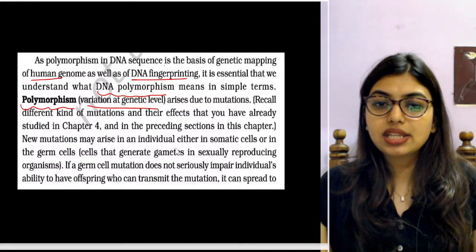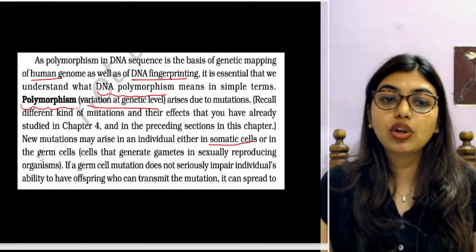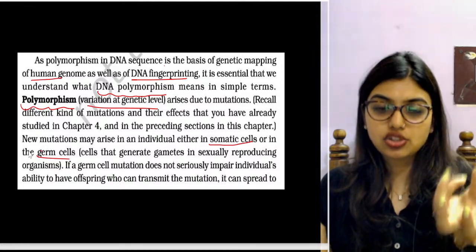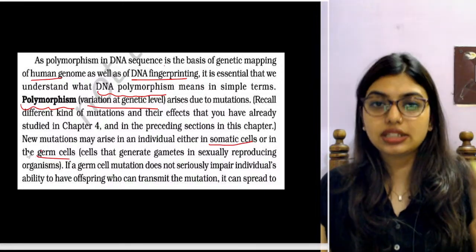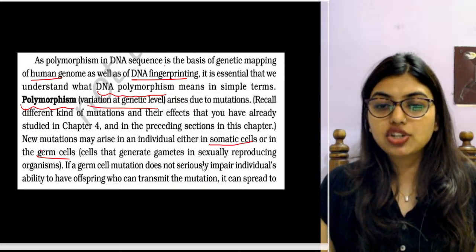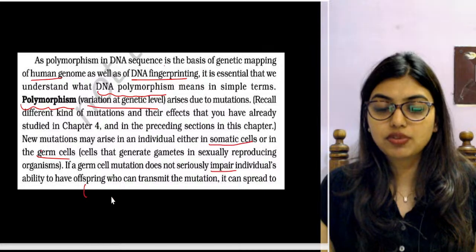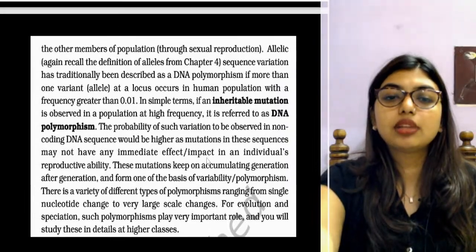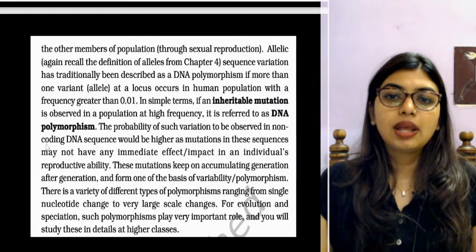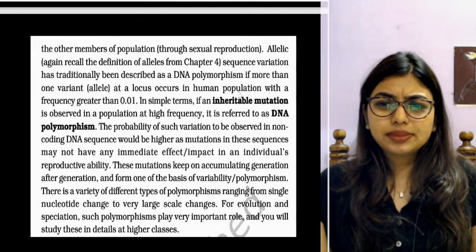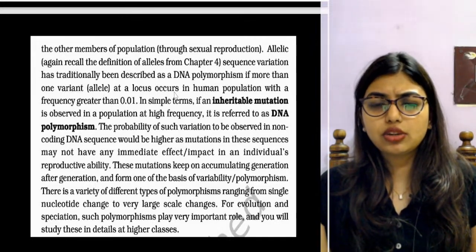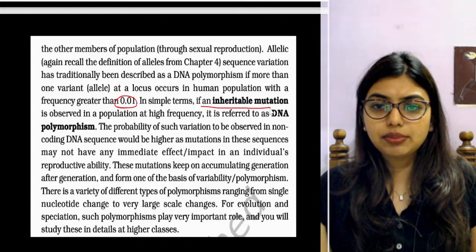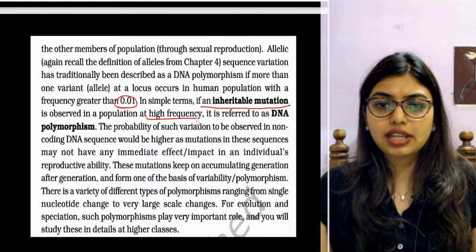New mutation may arise in individuals either in somatic cells or in germ cells. Somatic cells are our normal vegetative cells, while germ cells are the sexually reproducing cells. If a germ cell mutation does not seriously impair the individual's ability to have offspring who can transmit the mutation, it can spread to other members of the population through sexual reproduction. If more than one variant at a locus occurs in a human population with a frequency of 0.01, it is an inheritable mutation, observed in a population at higher frequency.